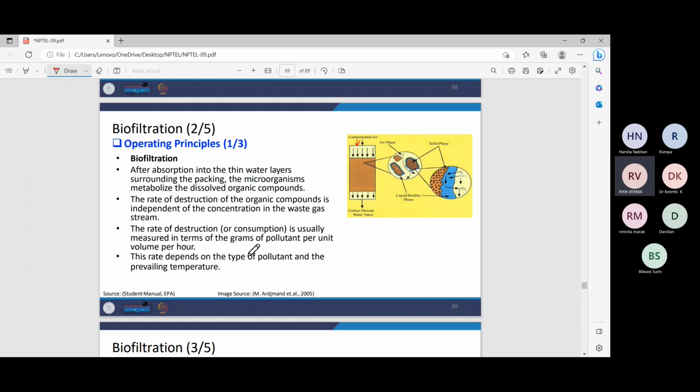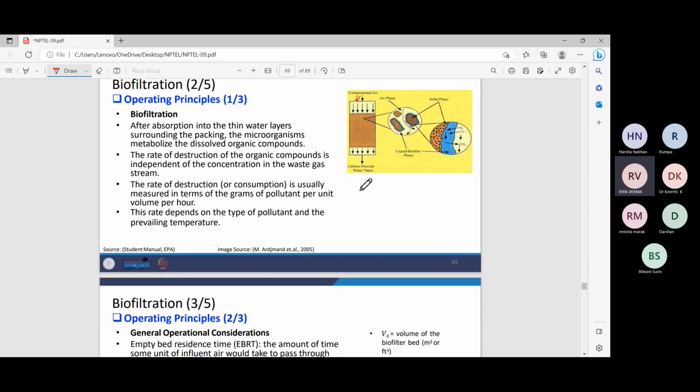So the rate of destruction or consumption is usually measured in terms of grams of pollutant per unit volume per hour. And this rate depends on the type of pollutant and the prevailing temperature, because these bacteria tend to work better at certainly warmer temperatures.